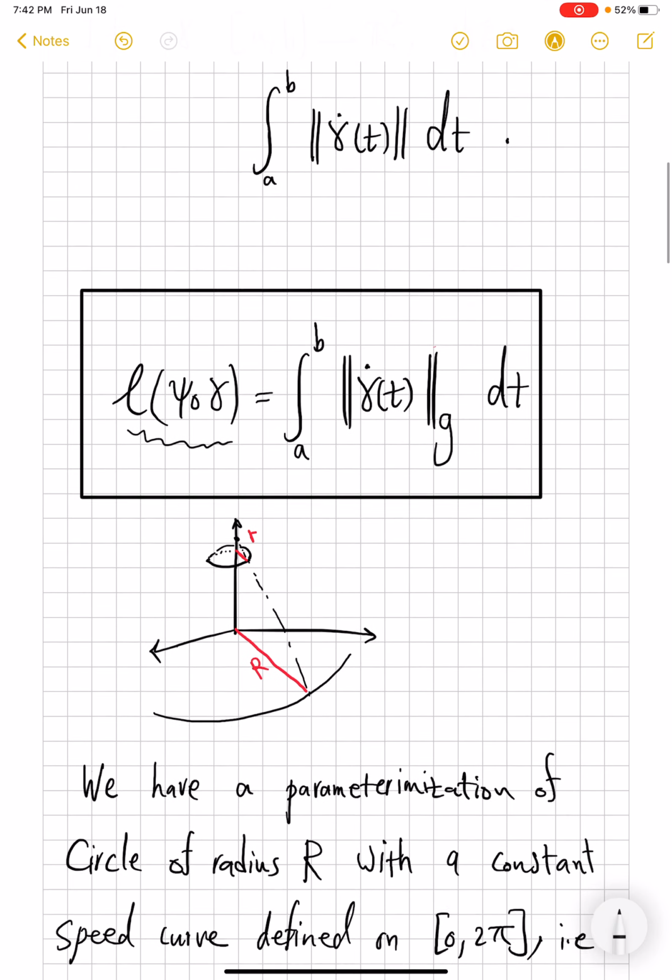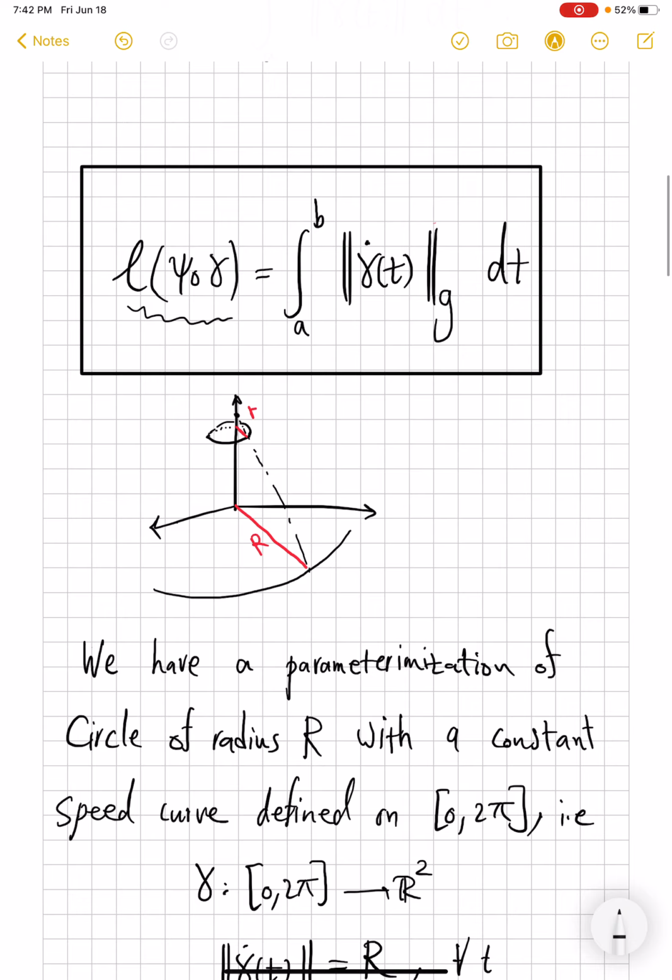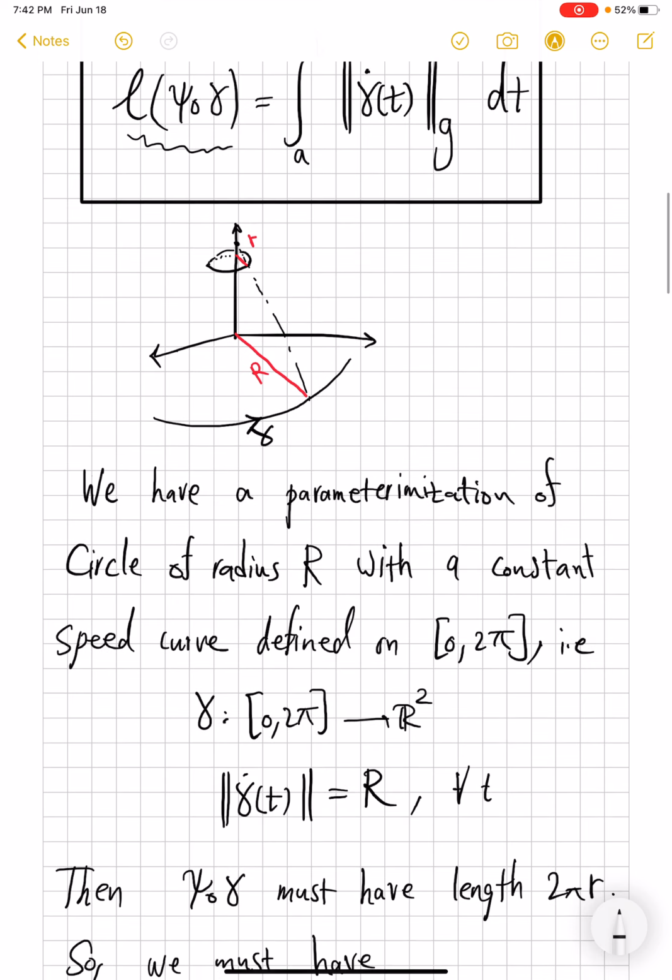So let's look at a simple case. We have this curve here, gamma, which parameterizes our circle of radius capital R with a constant speed. So that means the Euclidean norm of the derivative of the curve is always the same value, and we can assume it's R, and the curve is parameterized on 0 to 2 pi. It travels it just once. Now its image on the sphere, this psi o gamma, will be again a circle of a different radius. So this time this little r.